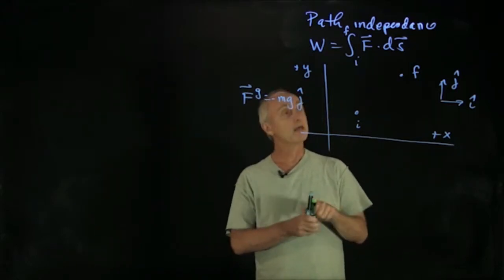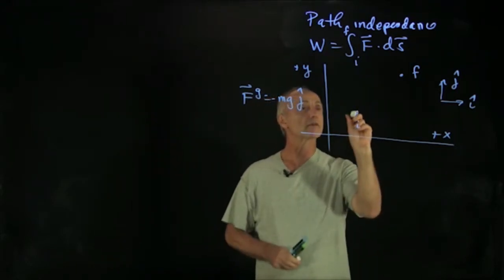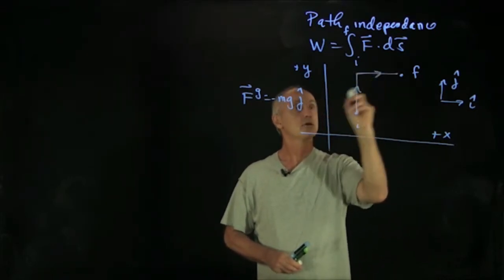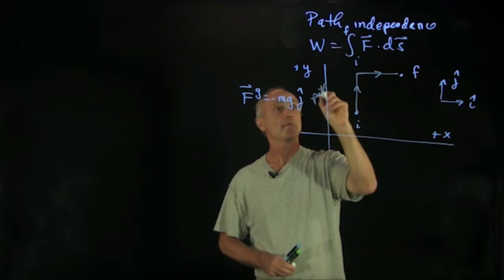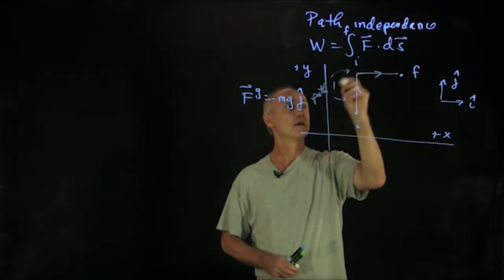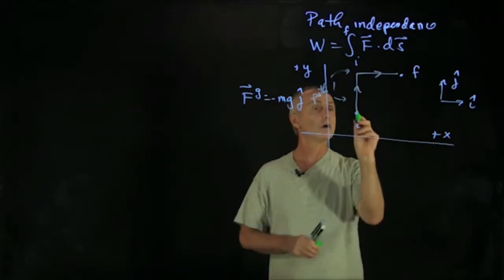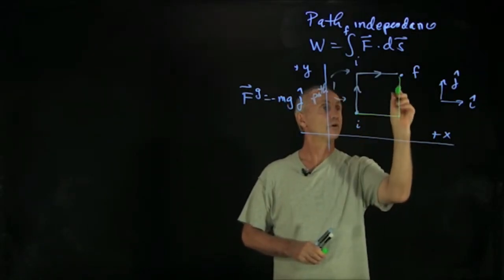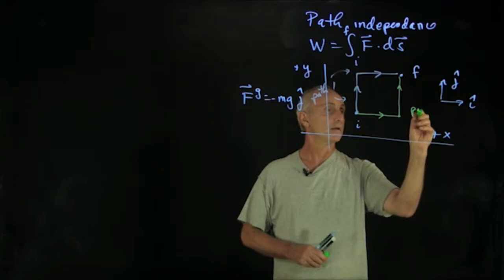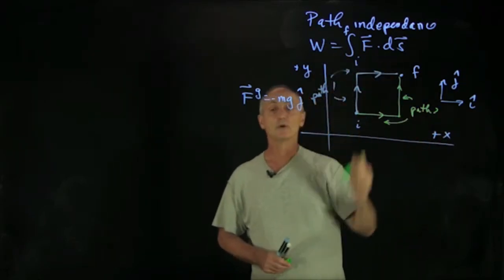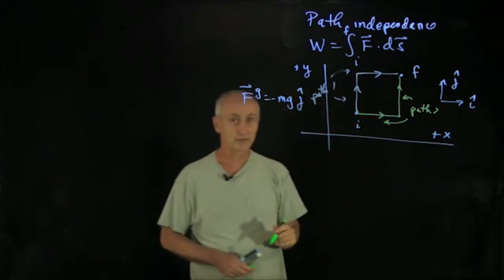I'd like to consider a first path that goes straight up and over. So this will be path 1. It has two legs. And the second path, path 2, will go horizontal and vertical. So that's going to be path 2, and it has two different legs. And we'd like to evaluate this integral on both paths.